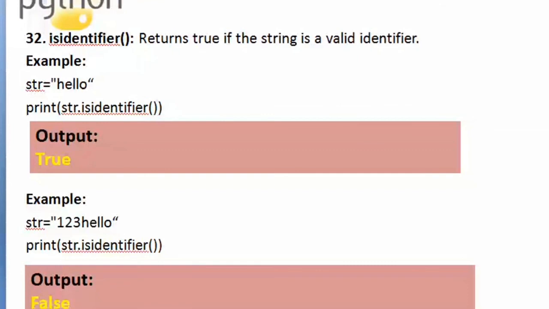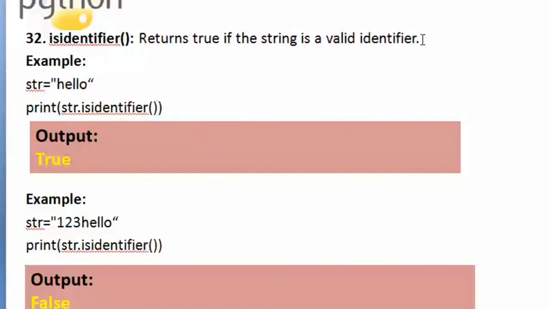Right, so the 32nd method is isidentifier. It returns true if the string is a valid identifier. You know the identifier rules, right? What are the rules of an identifier? The first letter of the identifier cannot be a number. So likewise you have certain rules, and it will just check for those rules.